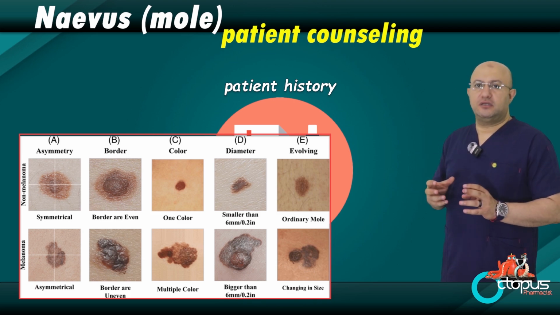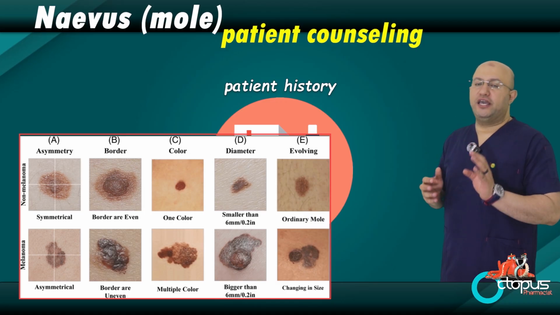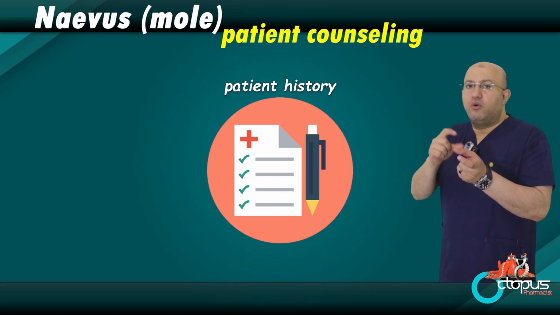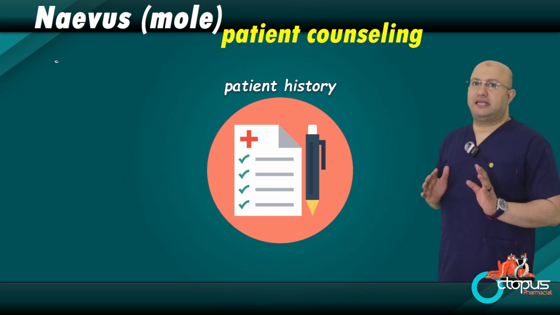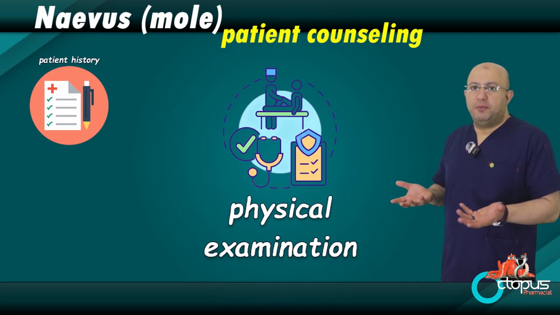We look for any change in size, color, shape, surface, or symptoms, such as itching or bleeding. We do this because if a change toward melanoma is going to happen, it can develop quickly, and early detection makes a big difference. The second thing is a proper, direct physical examination.